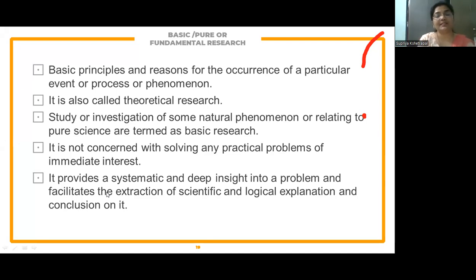And it provides a systematic and deep insight into a problem and it facilitates the extraction of scientific and logical explanations and conclusion on it.